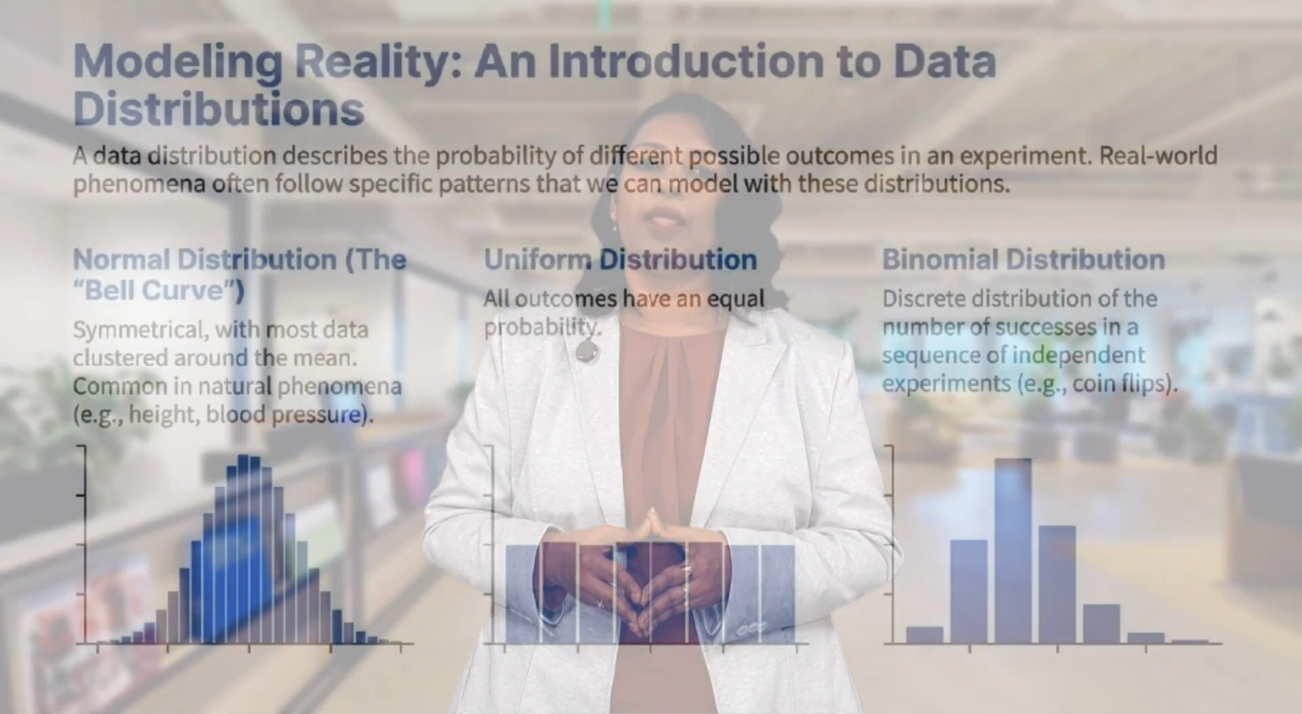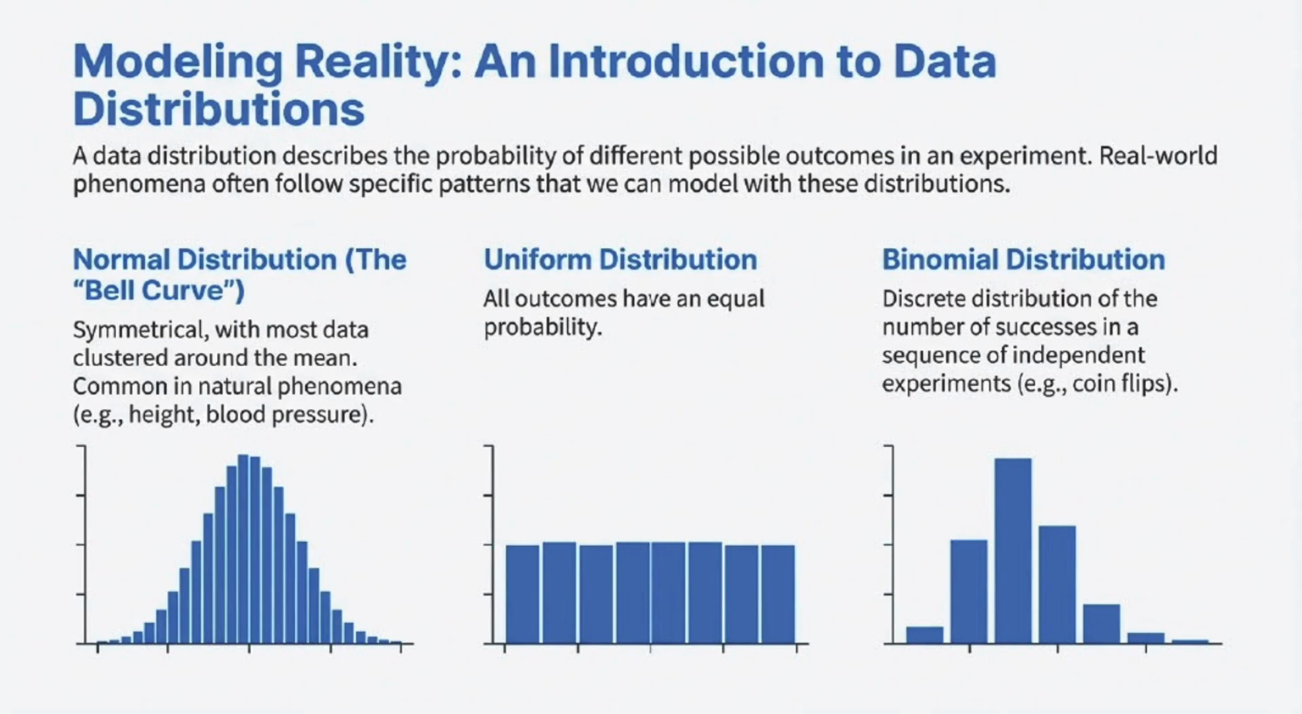Data distributions describe how probabilities are spread across possible outcomes. Many real-world phenomena follow recognizable patterns. The normal distribution, or bell curve, is symmetric and centered around a mean, appearing in measurements like height or blood pressure. The uniform distribution assigns equal probability to all outcomes, making it useful for unbiased sampling.